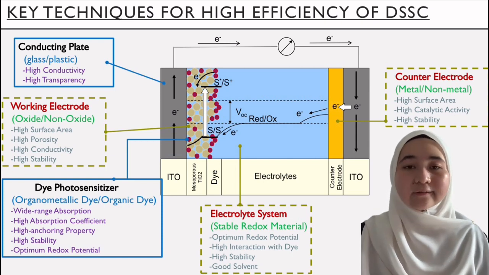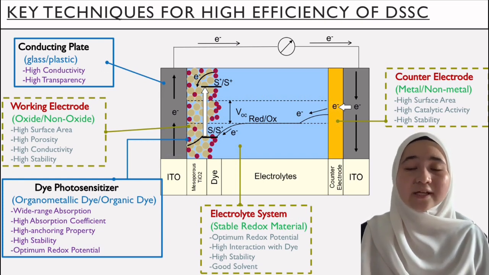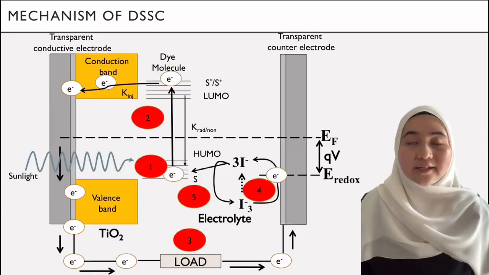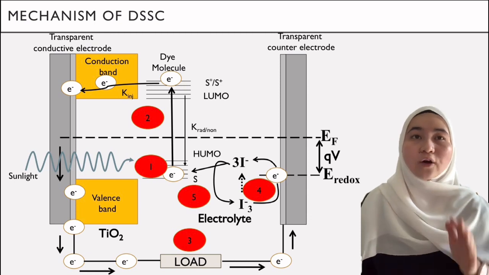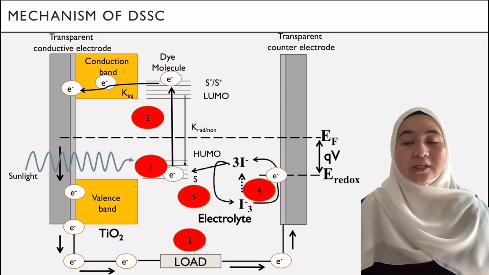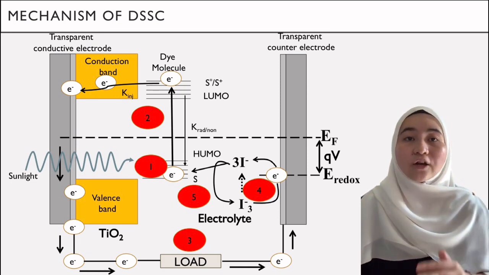To have a good working electrode in the DSSC, the material structure needs to have a few characteristics such as high surface area, high porosity, high stability, and high conductivity. The mechanism of the DSSC starts as the incident light or photon is absorbed by the dye sensitizer, and due to the photon absorption, the electron gets promoted from the ground state to the excited state of the dye.